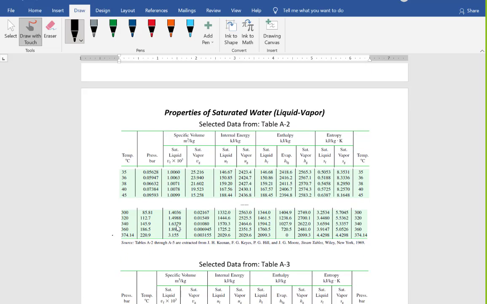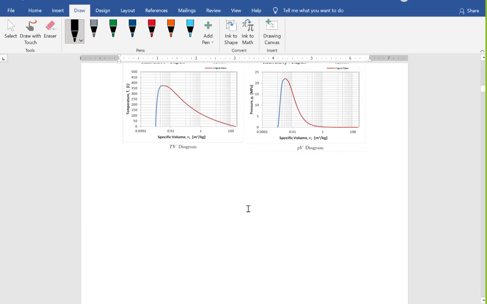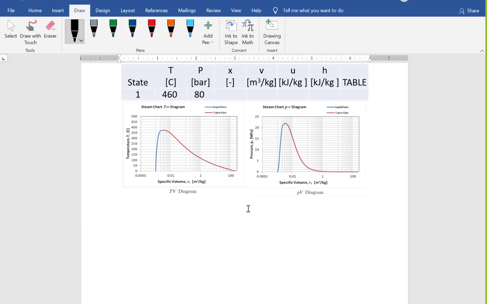Now, table A2 only goes up to T max, right? So this is the critical temperature. What does that mean? If we were drawing a TV diagram here, the highest temperature in this row, this is the critical temperature. So that means the highest temperature we can be at if we have a hope of being under the vapor dome is 374 degrees. But we are at 460 degrees.